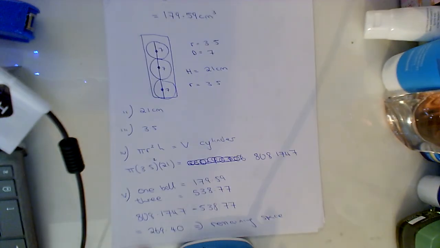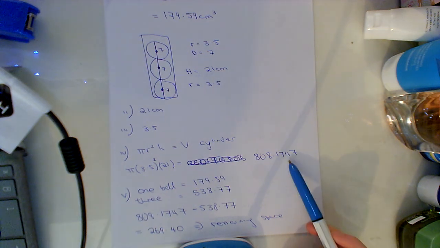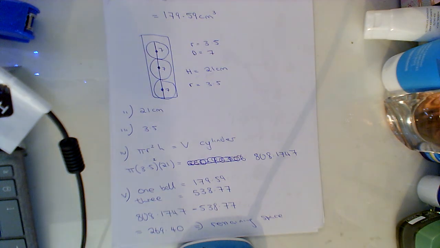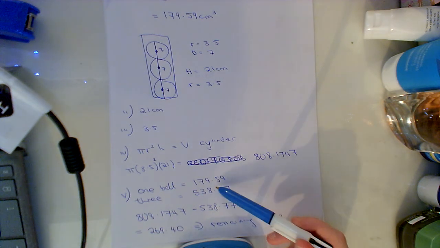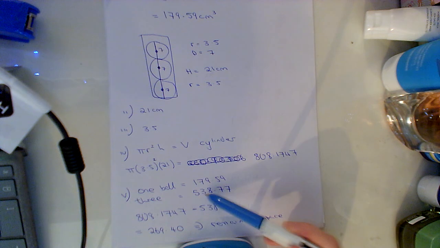Part V of this asks me the fraction of the volume of the tube taken up by 3 tennis balls. Okay, so one ball here is 179.59. For 3 balls I multiply it by 3 and I get 538.77. So then the volume of the entire cylinder was 808.1747, and I take away my 3 tennis balls. So I have 369.40, and that's the remaining space.